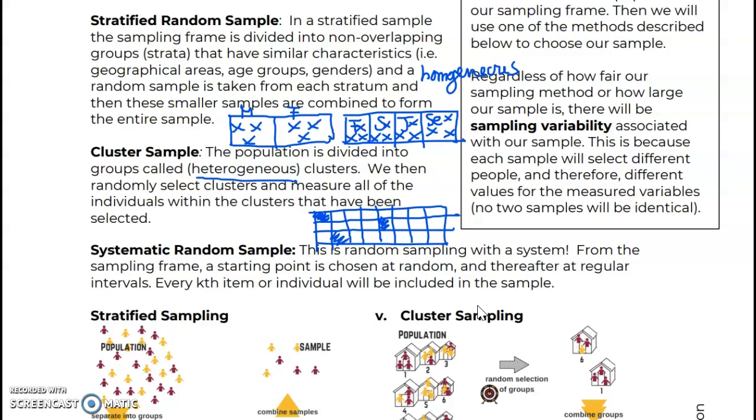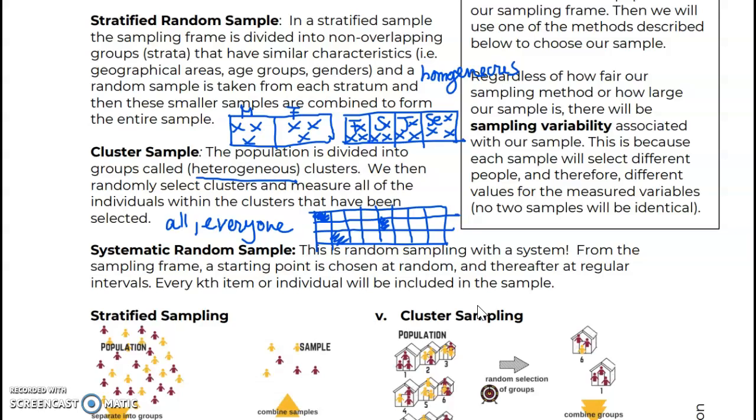The difference over here is, for a stratified sample, we divide them into similar groups, and then we do a random sample from each one of the groups. With a cluster sample, we have mixed up groups. We randomly select some of the groups, and then we're selecting all or everyone. So those are some of the keywords for cluster samples. So look out for those keywords.